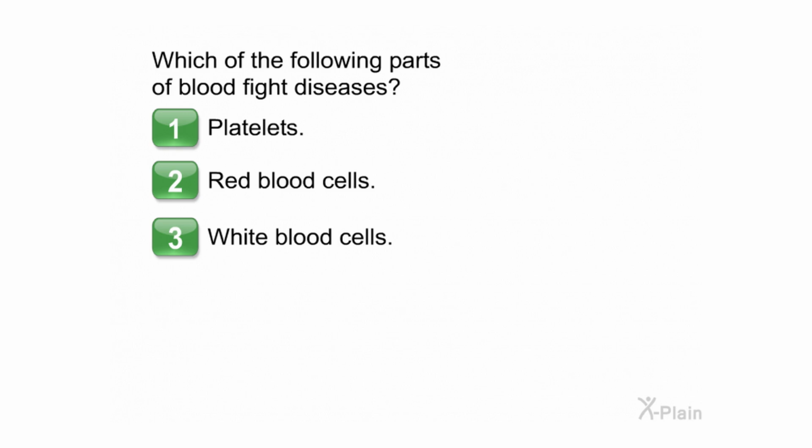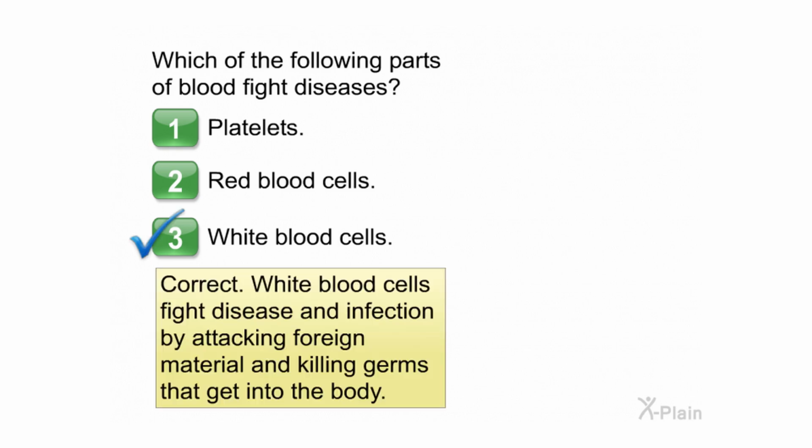Which of the following parts of blood fight diseases? Choose one of the following options. 1. Platelets. 2. Red blood cells. 3. White blood cells. Correct. White blood cells fight disease and infection by attacking foreign material and killing germs that get into the body.